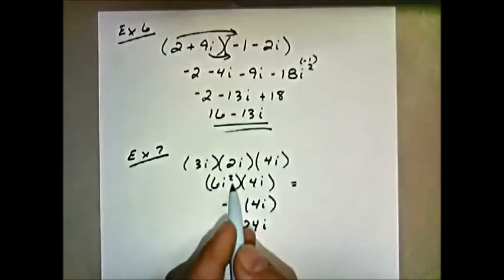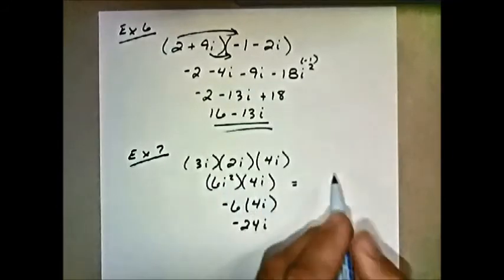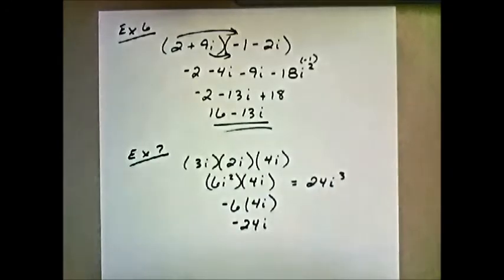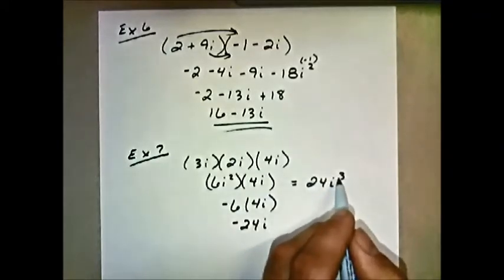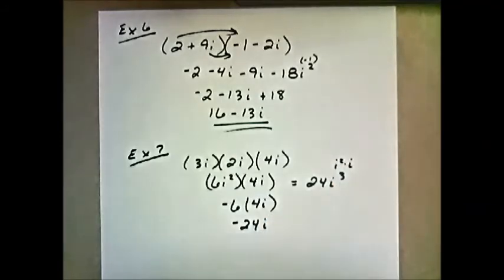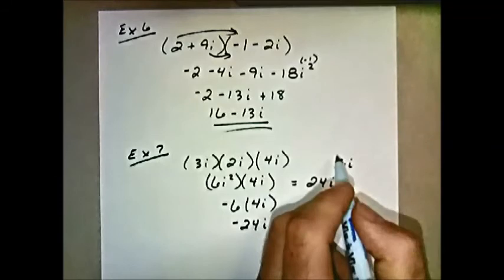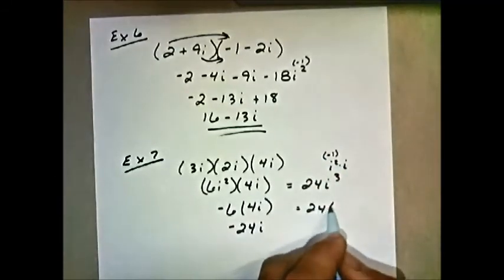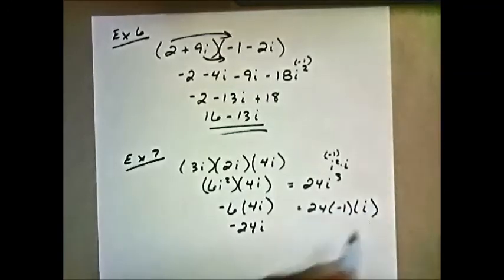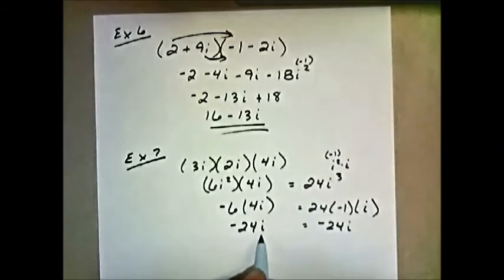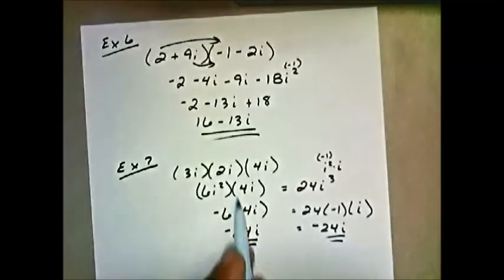We can actually multiply 6i squared by 4i, and you end up with 24i to the third. Remembering i to the third, we can break up into i squared times i, i squared being negative 1. So we end up with 24 times negative 1 times i, which is equal to negative 24i. Notice we get the same answer either way we choose to do it.